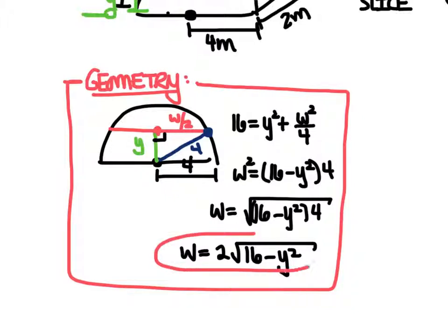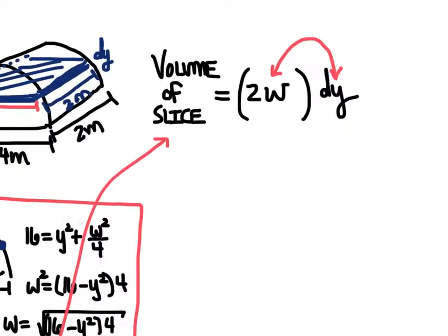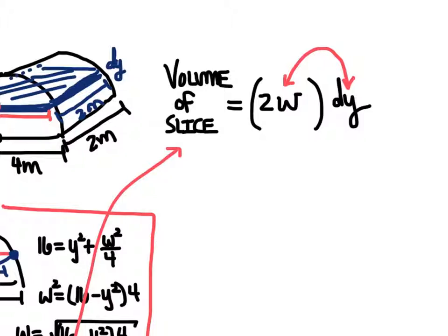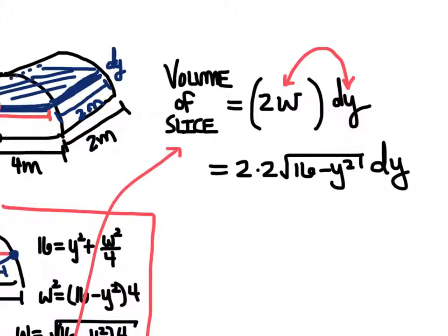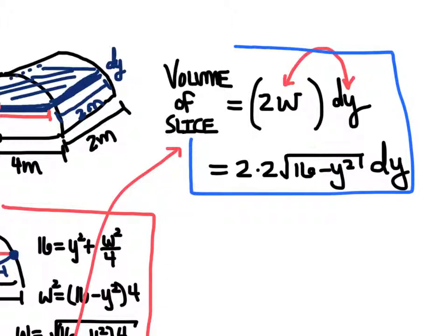We have w expressed in terms of y, and we're going to bring that up to the volume of our slice. When we plug that into the formula, we have 2 times 2 square root of 16 minus y squared dy. And that's the volume of one slice from our original figure.